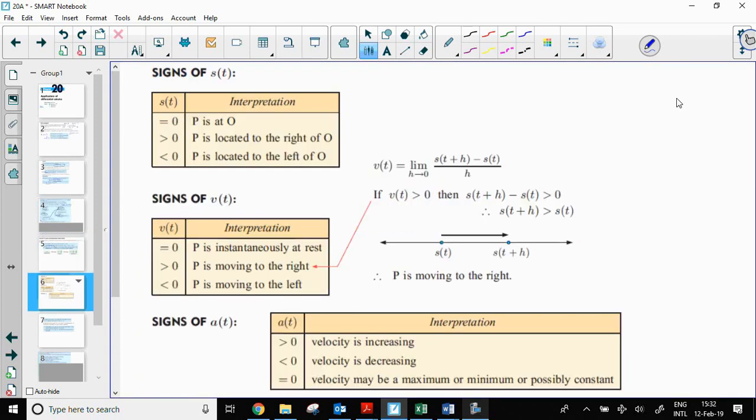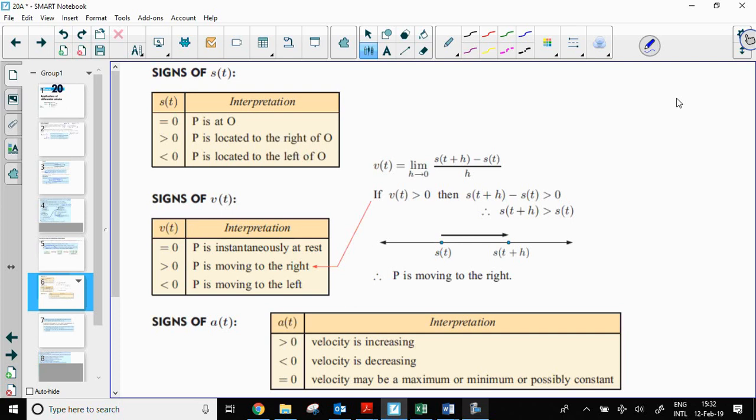We're going to be considering the signs of these various functions. So let's think about what they mean for our moving object. If the displacement is equal to 0, then the object is at the origin, or I would prefer to say the object is at its starting place, wherever that might be. If the displacement's positive, it's located to the right. If the displacement's negative, it's located to the left.